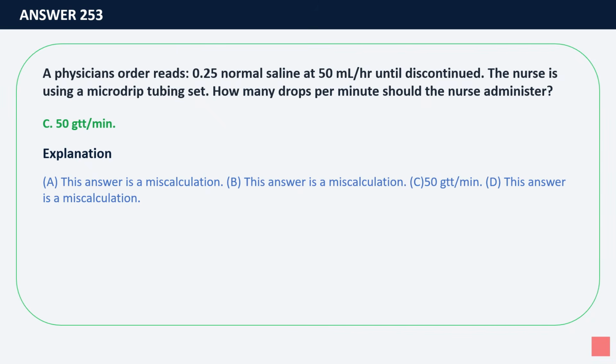Answer: C. 50 GTT/min. Explanation: A. This answer is a miscalculation. B. This answer is a miscalculation. C. 50 GTT/min. D. This answer is a miscalculation.